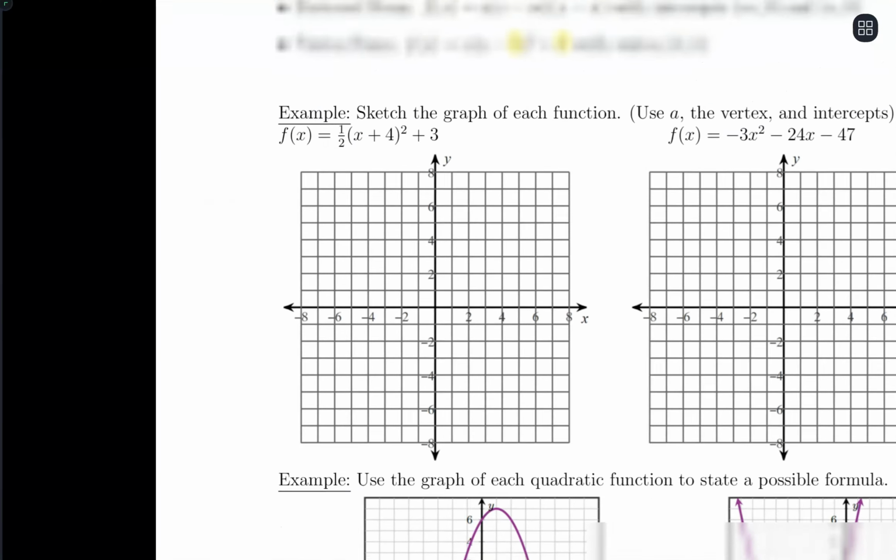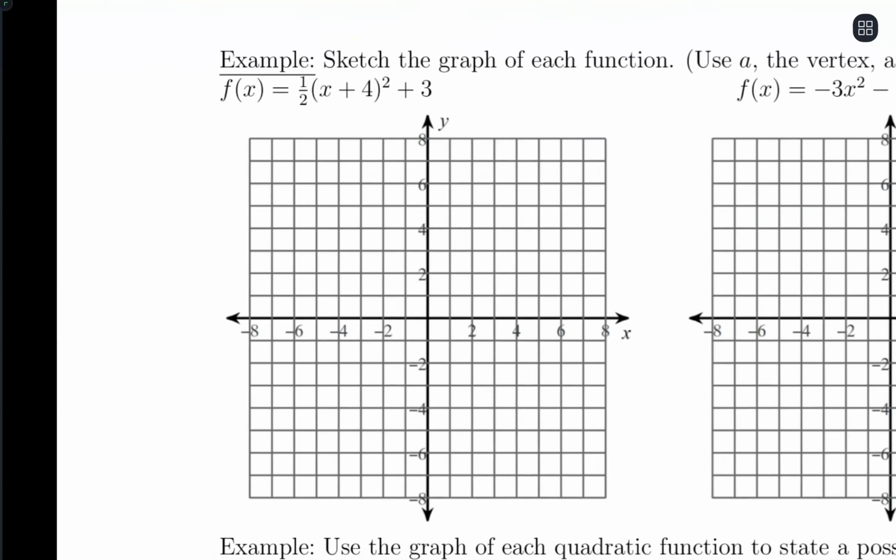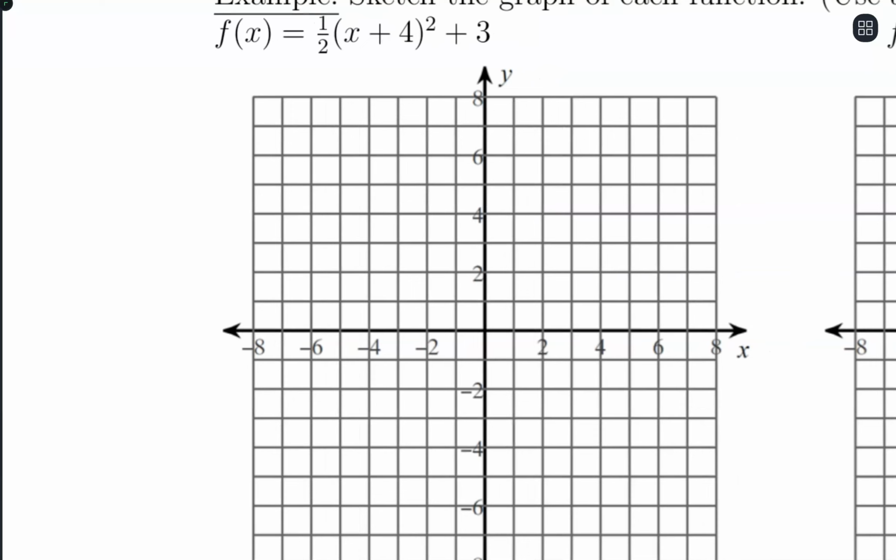Okay, so what we're going to do is go through some examples where we're given a function and we want to graph it, or rather make a sketch of it. We're not going to graph it perfectly. What we're focusing on is using this value of a, using the vertex, and using the intercepts to get the graph going. So this first one, 1/2 times (x plus 4) squared plus 3.